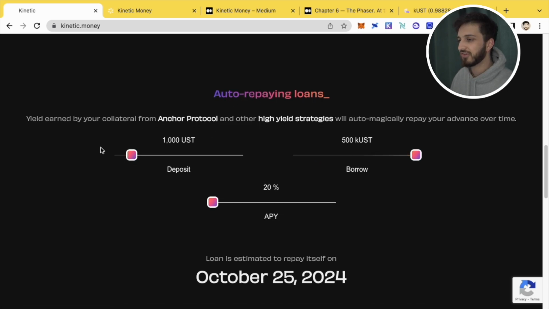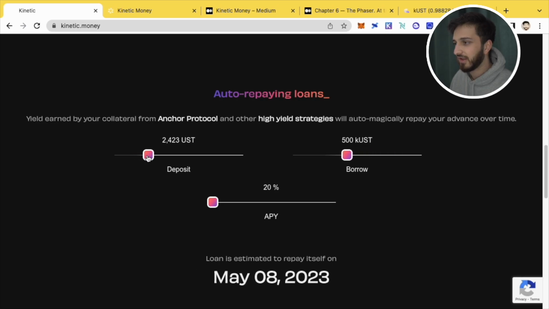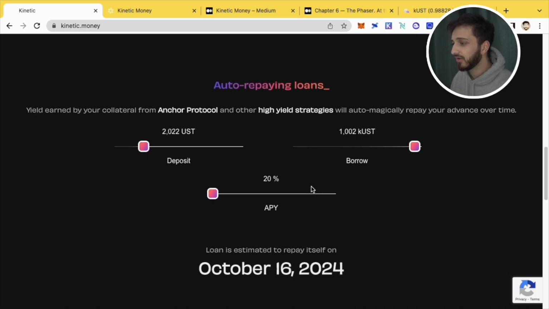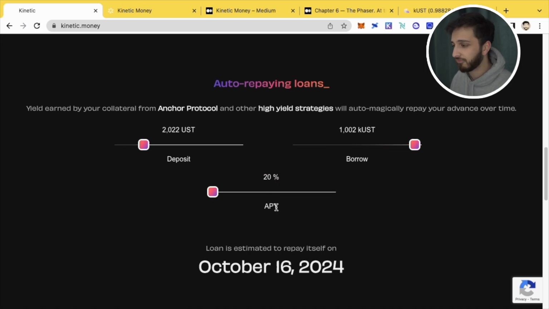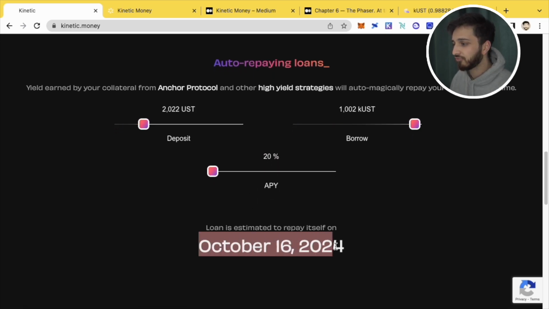So this is really interesting. Let's just play around with this. Let's say you have $2,000. Let's see if I can get it close to 2,000. Okay, it's around about 2,000. And you want to borrow, let's say, $1,000 worth. Well, you can see that if you're earning 20%, which is approximately the current rate for Anchor Protocol, that loan will repay itself sometime in 2024, in October.